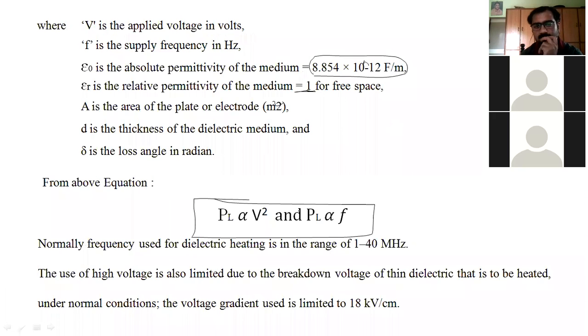So when we have changed these equations, PL is directly proportional to V square and PL is directly proportional to frequency. From these two conditions, we can easily say that the dielectric loss always depends upon the square of your supply voltage and the frequency. So here some ranges are given for how this frequency and the high voltage are going to be limited. At which range the dielectric heating is going to be considered for heating up your charge, and how much high voltage is going to be limited.